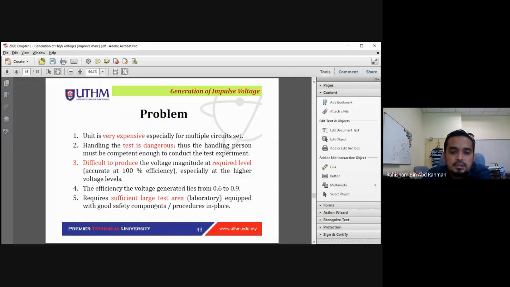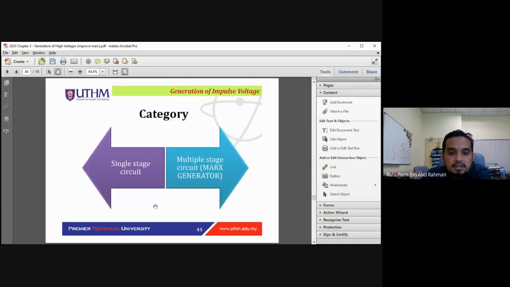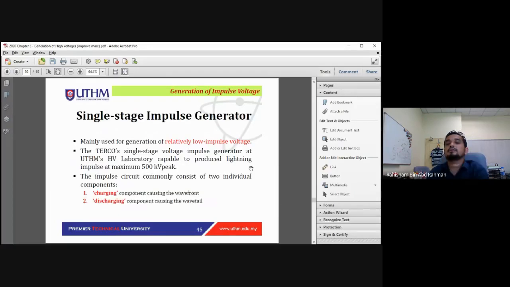What are the issues with the impulse generator? Have a look at them. And then we have the single circuit and the multiplier circuit. Of course, for a higher magnitude of impulse voltage, it is more practical for us to cascade the single stages. That is what we call the Marx generator. Instead of having a very high rating power transformer, which will cause more cost in monetary terms.